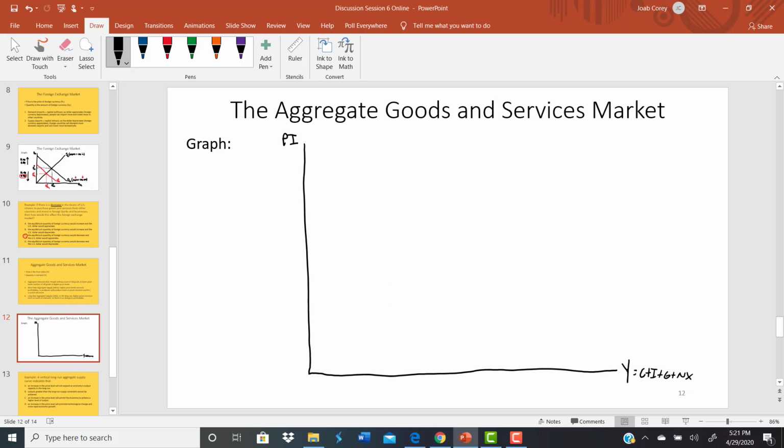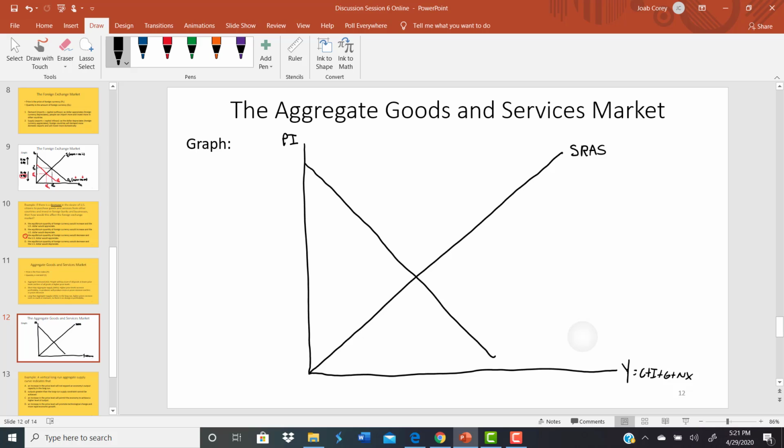So remember, we got that upward sloping short run aggregate supply curve. Again, in the short run, higher prices will increase a firm's profitability. So the higher the prices, the more they're going to want to make. Then you're going to have that downward sloping aggregate demand curve, because again, people like to buy more at these lower prices. They don't like to buy as much at higher prices.